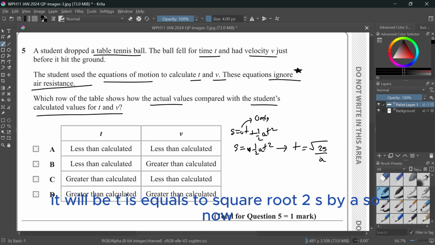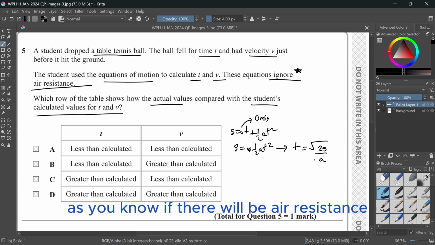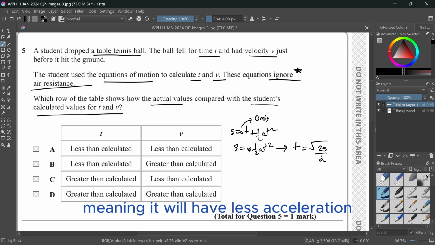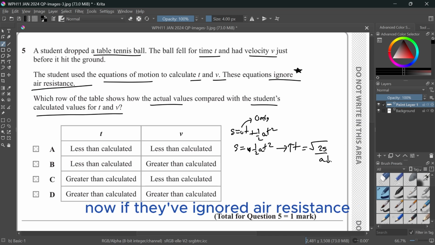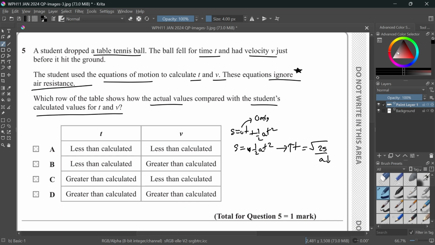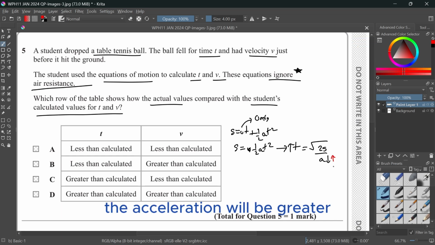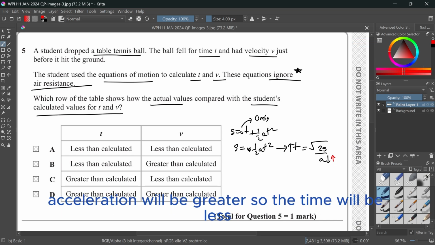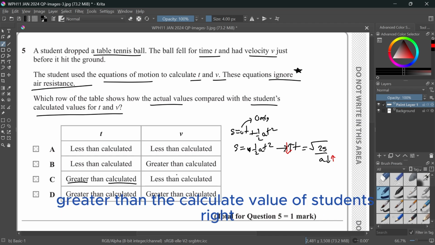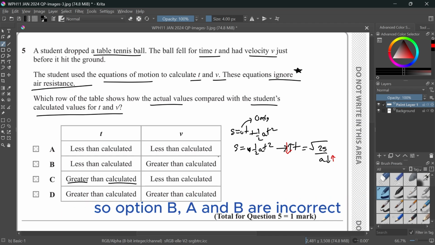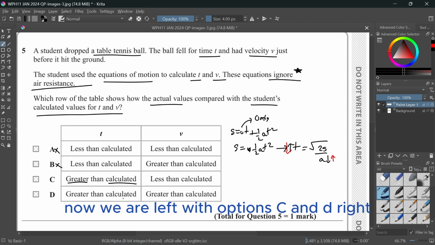So now, as you know, if there is air resistance, it will have less acceleration and it will have greater time in actual values. Now, if they have ignored air resistance, their acceleration will be greater. Let me write it in red color. The calculated value of students' acceleration will be greater, so the time will be less. So in actual values, the time will be greater than the calculated value of students, right? So options A and B are incorrect. Now we are left with options C and D, right?